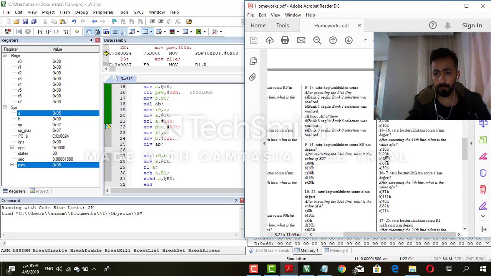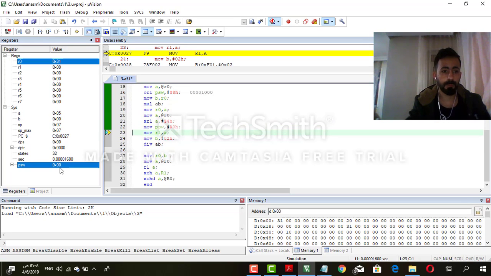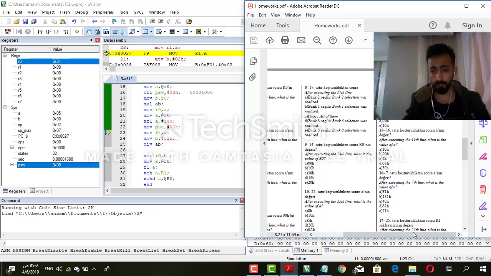Next step, this also tells us which bank we will use. 0 0, so we will use bank 0. As we see here, bank 0 is used now. Next, is there any question? Yes, there is question number 8. Which bank will we use? We will use bank 0.